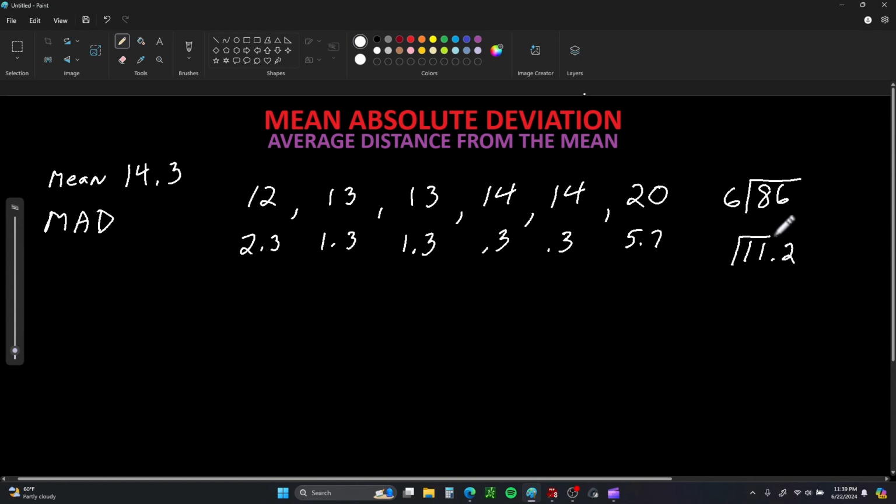And I'm still dividing by 6 numbers. But this time when we divide, we're going to get 1.86. So we'll round that off to the nearest tenth. So I get 1.9 for our MAD. Not a bad number set.